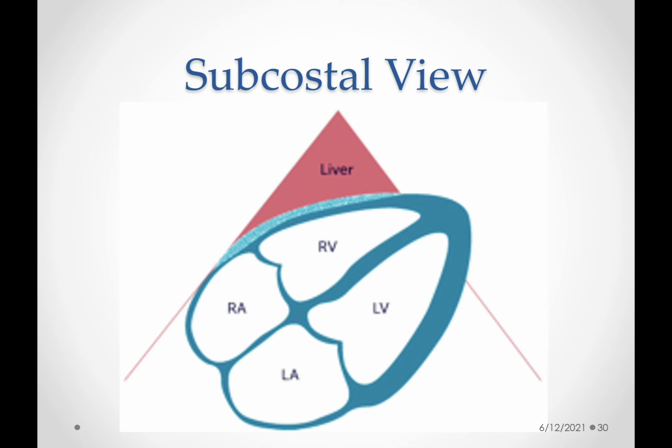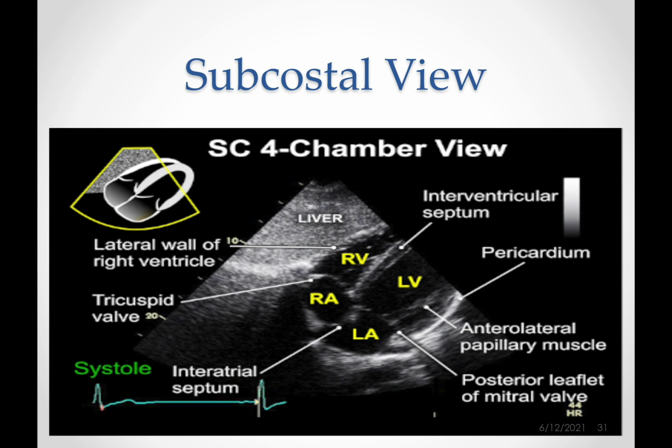This is the view that you will see in the subcostal view. And basically you will be seeing a 4-chamber view, but a bit rotated. And notice that you're using the liver as an acoustic window. So again, here the LV is your left ventricle, LA is your left atrium, RV is your right ventricle, and RA is your right atrium. And the liver is on the left side of your view.